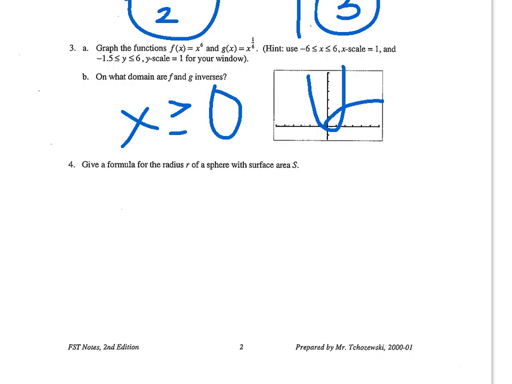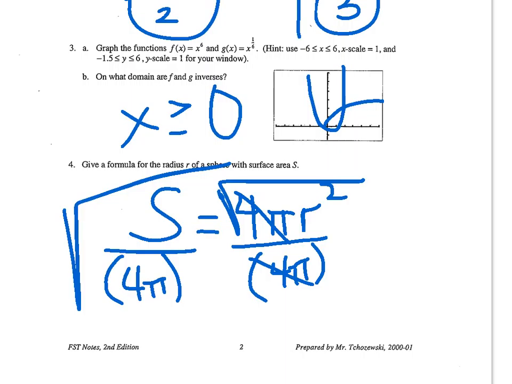Okay? And for number 4, we want to give a formula for the radius r of a sphere with surface area S. I'm going to give you guys, actually let me switch back over. I'm sure you all recall this from geometry class, but I'll refresh your memory if you don't. S, the surface area of a sphere, is 4 pi r squared. Remember that? Of course you do. Okay, so I want you to give the formula for the radius r. Answer is going to be r equals the square root of S, the surface area, divided by 4 pi.